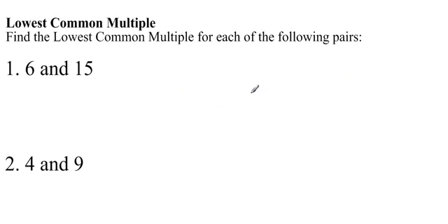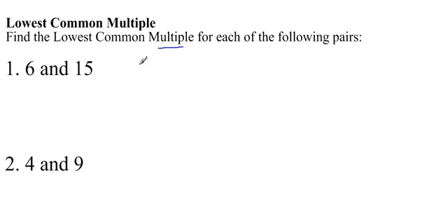Right, moving on to lowest common multiple. Now the multiple of a number, or the multiples of a number, are basically, and this is a really good way I think of remembering it, the answers to the times tables. So if you think of all your answers to each of the individual times tables, those are the multiples. So in this example, it's asking us to find the lowest common multiple of 6 and 15. The multiples of 6 are all the answers in the 6 times table.